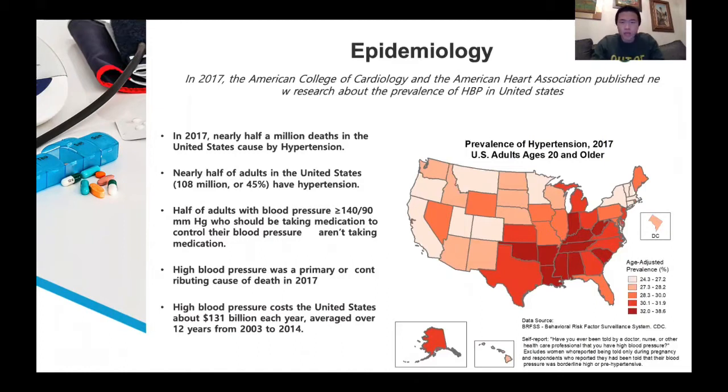Okay, so in 2017, nearly half a million deaths in the United States were caused by hypertension or high blood pressure.